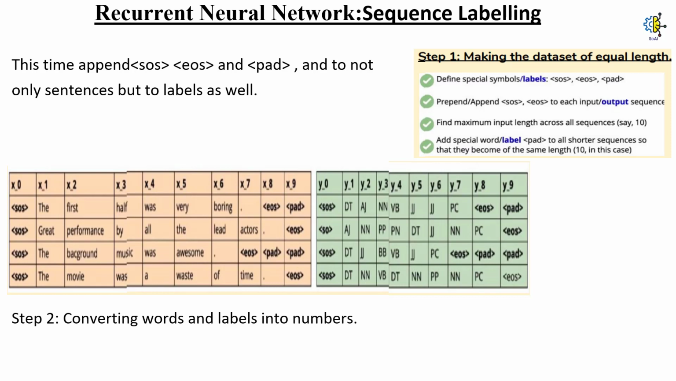Prepend or append SOS, EOS to each input or output sequence. Find the maximum input length across all sequences, say 10, and add a special word or label, pad, to all shorter sequences so that they become of the same length, 10 in this case. Now step 2 is converting words and labels into numbers.